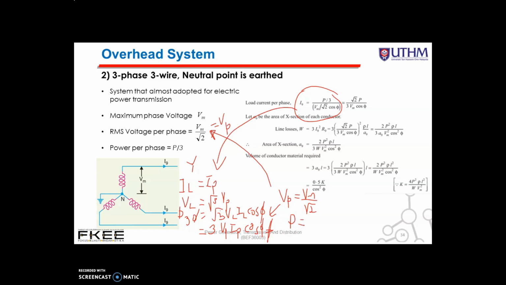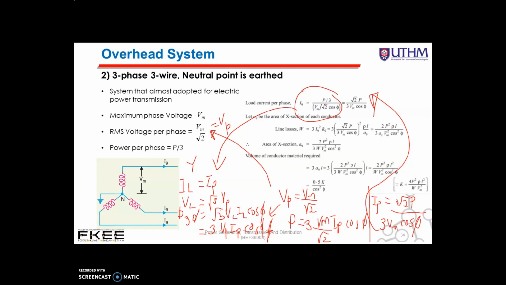So we know that P is equivalent to 3 times Vm over root 2 times I phase cos phi. Then what happened is, here we can write I phase is root 2 P, divided by 3 Vm cos phi. So this represents this one. And after that, you have to find the line losses and also the area of cross section.